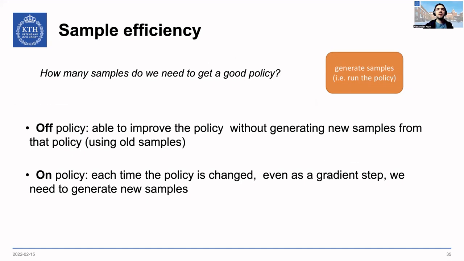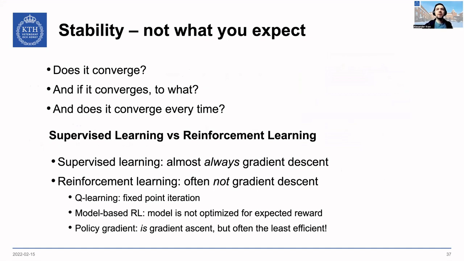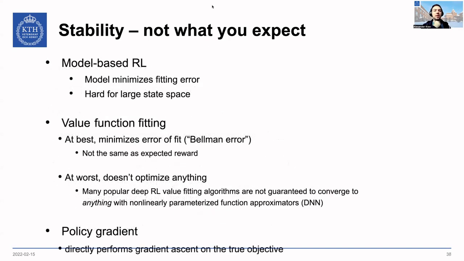And I think we can skip this. So there is a big convergence problem, because in supervised learning it's almost always gradient descent, and gradient descent always converges to something, albeit it could be a shallow local minimum. But reinforcement learning is usually not a gradient descent per se. Like in the policy gradient, it is a gradient descent, but it's also often the least sample efficient.